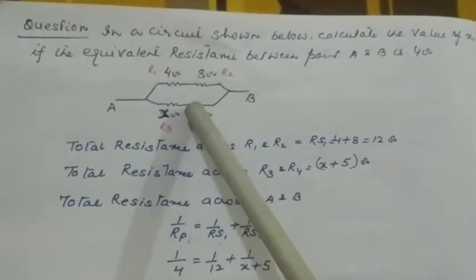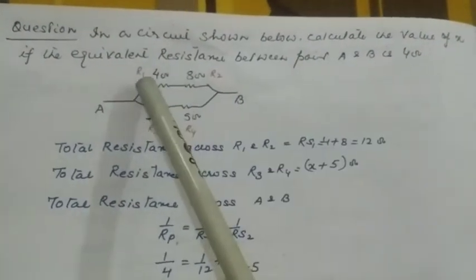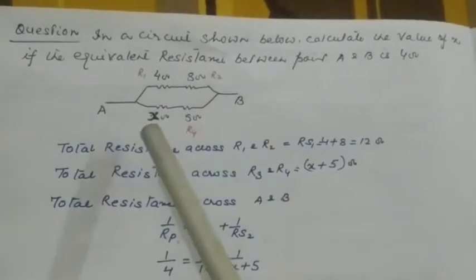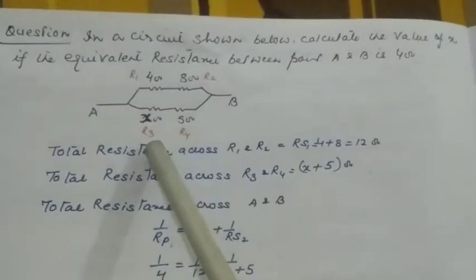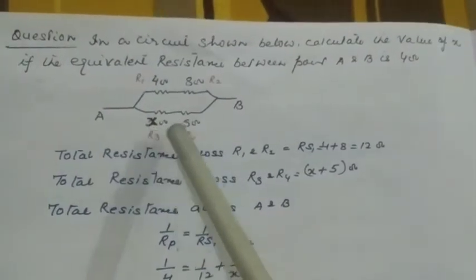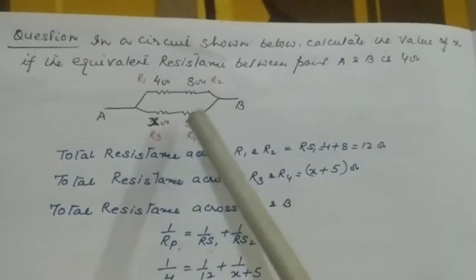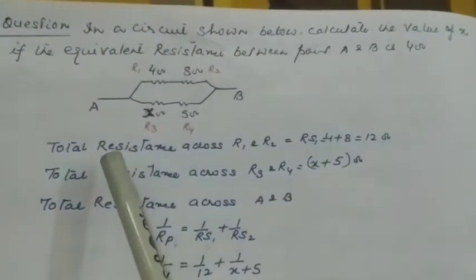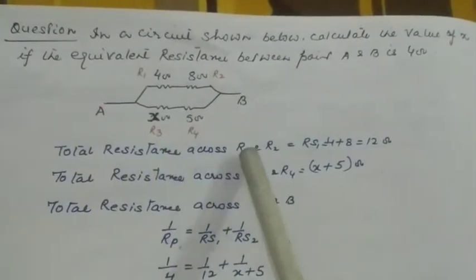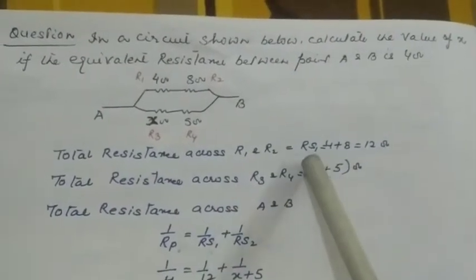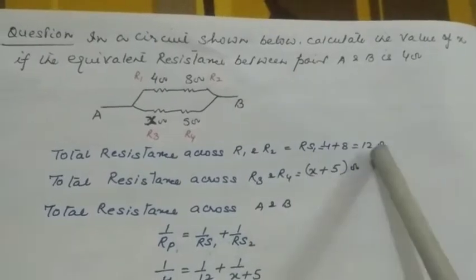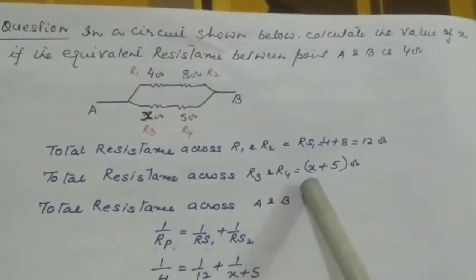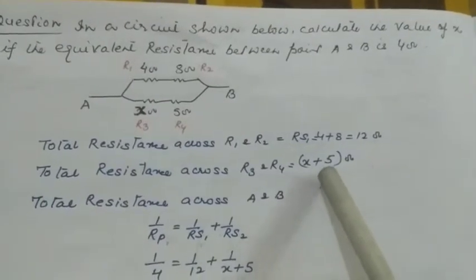Now see the situation of this circuit diagram. The 4 ohm and 8 ohm, meaning R1 and R2, are both connected in series. In the same way X and 5, meaning R3 and R4, are also connected in series. The answer of this and the answer of this are connected in parallel. So I solved the total resistance across R1 and R2 as RS1, the first series, which is 12 ohm, whereas the total resistance across R3 and R4, the second series, RS2, is X plus 5 ohm.